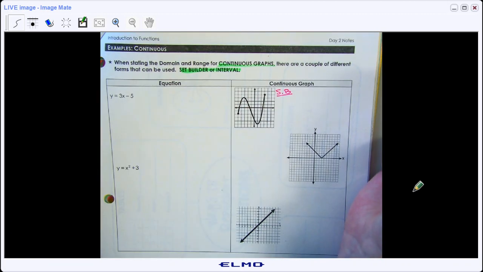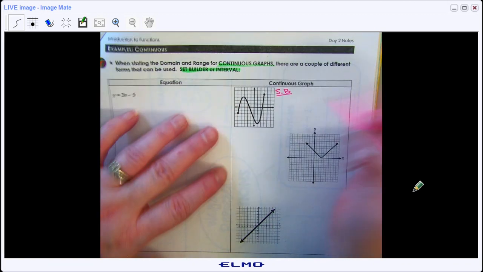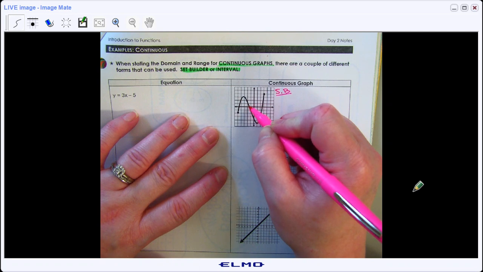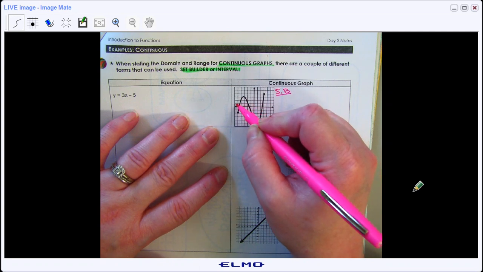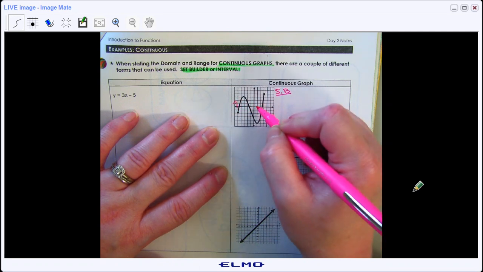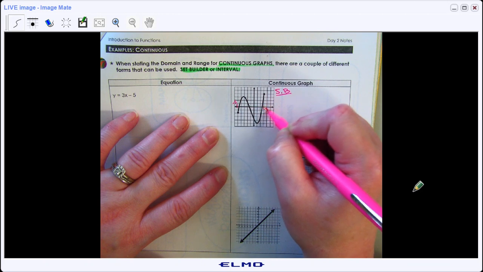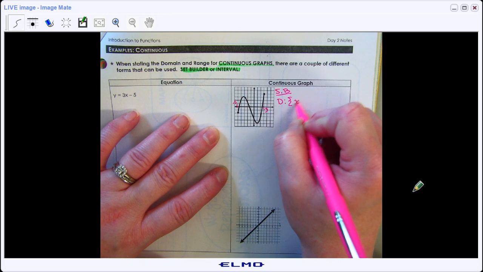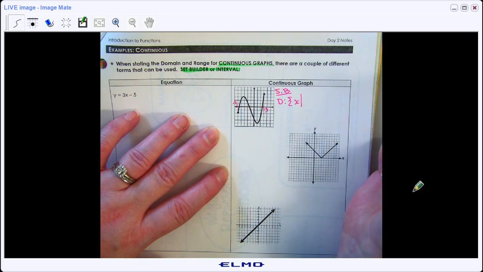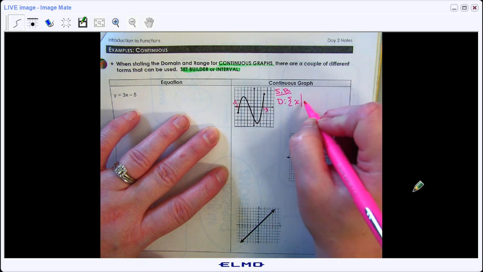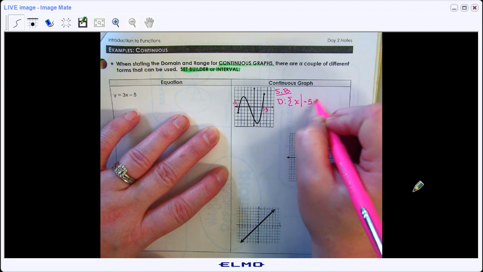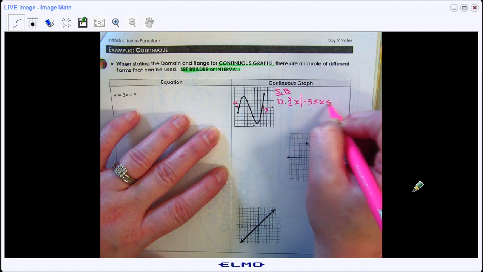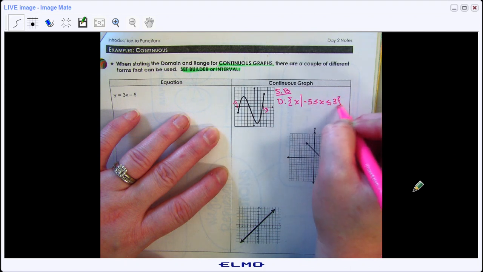So I'm going to do set builder first. For this one, my domain starts at -5 and goes to +3. So my domain in set builder would be x such that, we always start with that, -5 is less than or equal to x is less than or equal to 3.